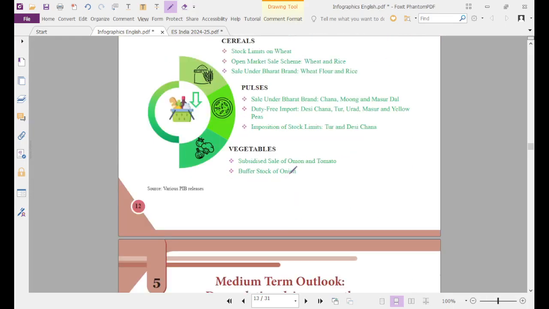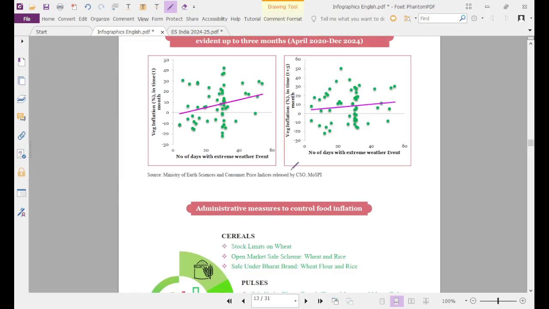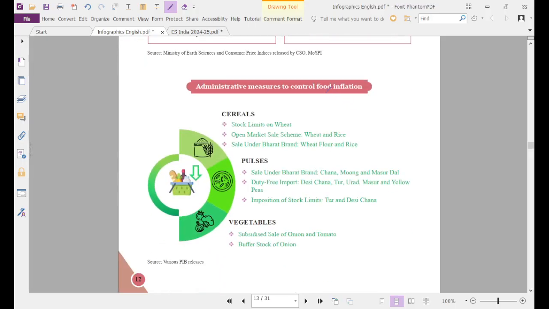Now quickly getting into the agricultural part, and how to control food inflation, especially with cereals, pulses, and vegetables. Although India is one of the largest producers and consumers, yet we are net importers. So to make India sustainable and self-dependent, Atmanirbhar, in pulses production, chana, moong, and masoor, various initiatives have been undertaken. Sales under the Bharat brand are being made.